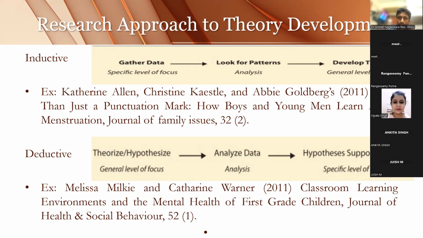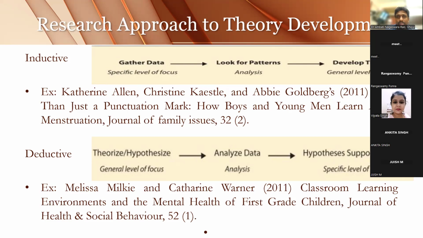Now, the point that I want to highlight here is that the researchers couldn't find many articles. Catherine and Christine couldn't find many articles. There was not much research on this topic in the area of menstruation. So they wanted to understand what is happening with this particular phenomenon. So they collected data from 23 young boys and men, and the findings are very interesting.